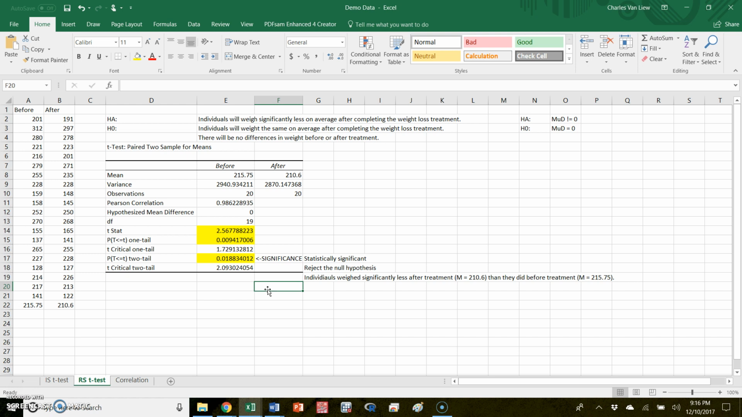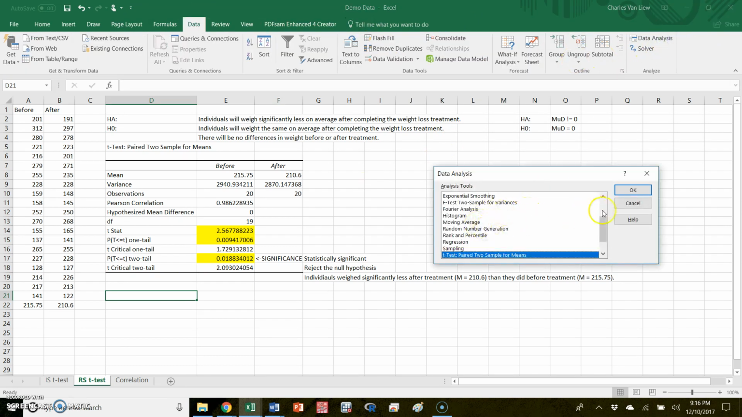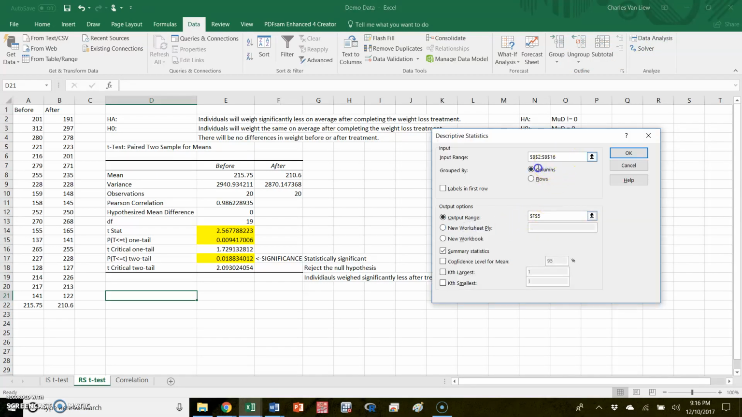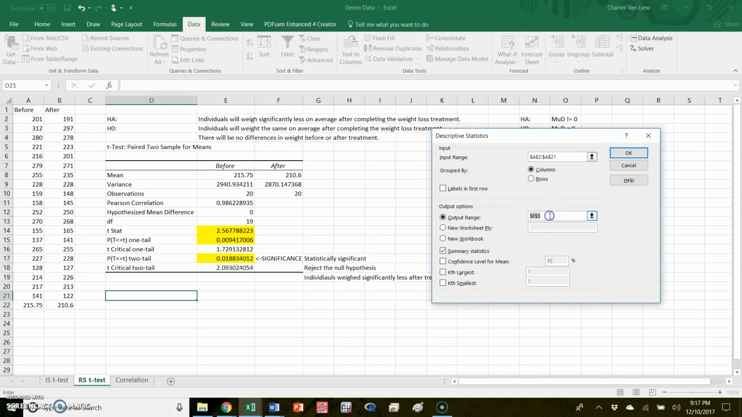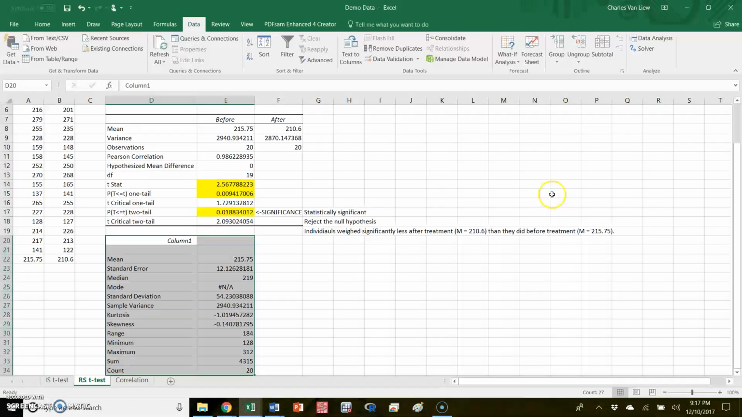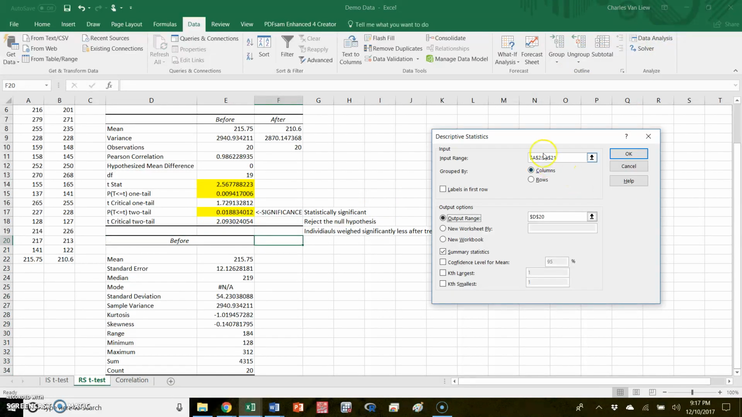Now, if you wanted to get the additional descriptive statistics to summarize the before and after scores, notice this gives you the means and the variances. If you wanted anything more, what you could do is use the descriptive statistics function we learned previously. Under Data Analysis, you'd go to Descriptive Statistics, and then you would just select your data. So we could summarize the before, so this is our before data, and then next to it we could do Data Analysis to summarize our after data.